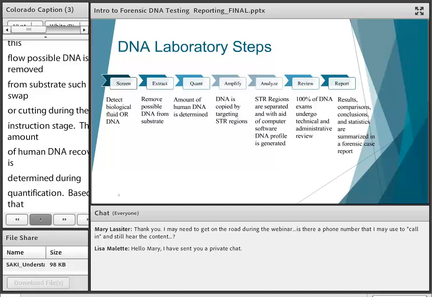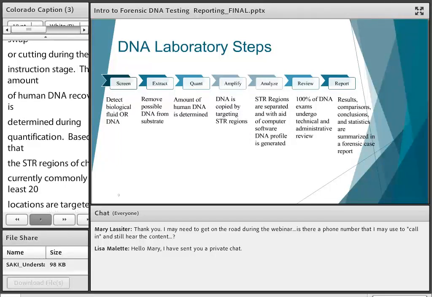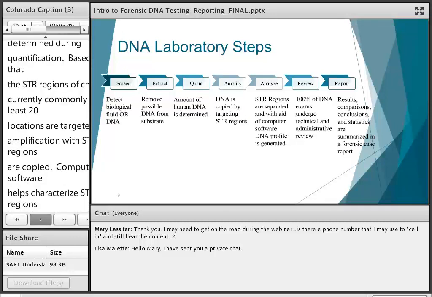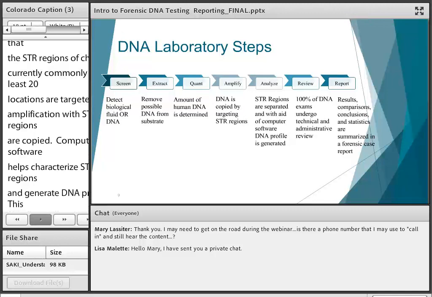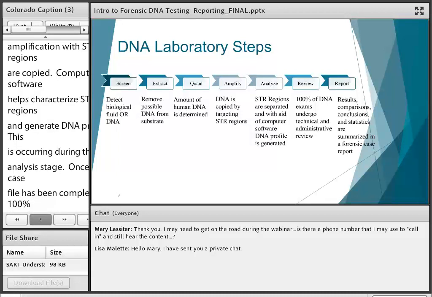Computer software then helps characterize the STR regions and generates a DNA profile. This is occurring during the analysis stage. Once a case file has been completed, 100% of documentation will undergo a technical and administrative review. Then the results, comparisons, conclusions, and if applicable, statistics are communicated in a final forensic case report.